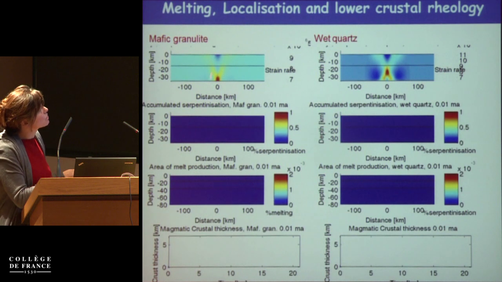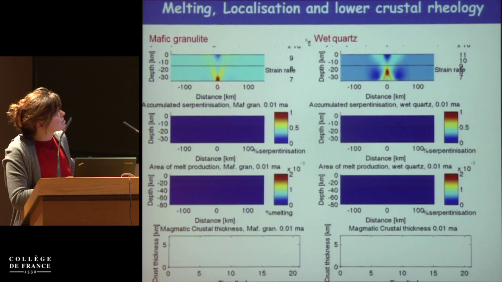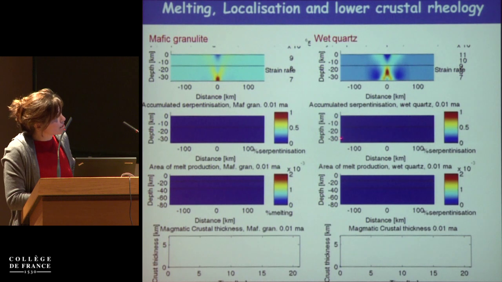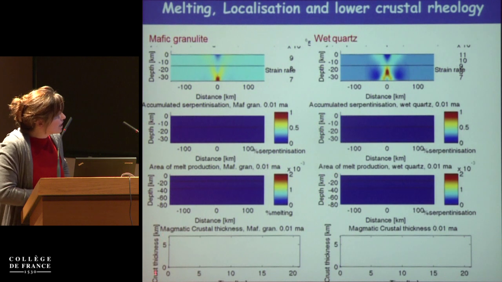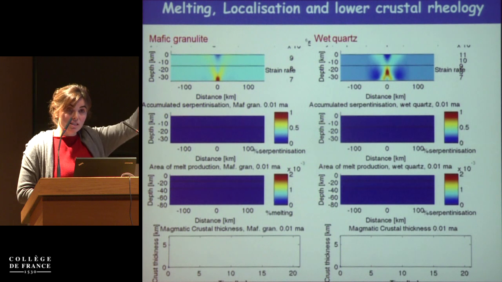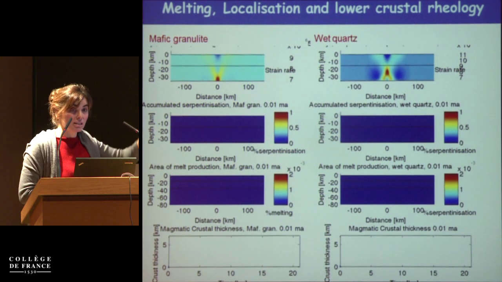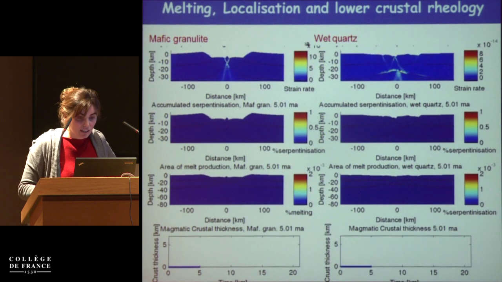So here we have the results for the strong lower crustal rheology. Here it's the weak one. This is the strain rate. This is accumulated serpentinization, at 30 kilometers depth. That's the area of melt production for both models up to 80 kilometers depth. And this is magmatic crustal thickness if all the melt would rise up and be accumulated at the center of the rift.